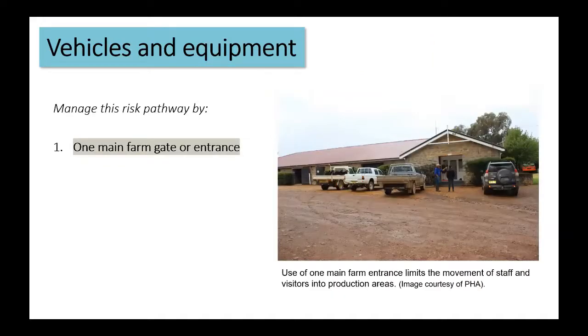First of all, you can reduce the risks of vehicles and equipment by having one main farm gate entrance. This is going to allow you to direct traffic and keep track of who's entering your property. It also limits the amount of movement of non-farm vehicles into production areas, which is again going to reduce those risks of introducing any new pests or diseases.